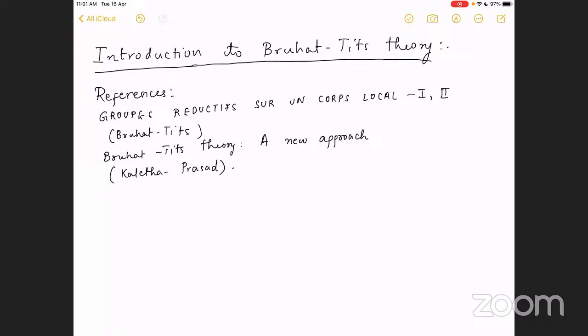I have listed a couple of references. The first one is the original work of Bruhat-Tits, parts one and two, Reductive groups over local fields. This is in French. And then there is a more recent book by Kaletha and Prasad, titled Bruhat-Tits Theory: a New Approach. So these are the references for the subject. The two talks that I will be giving are properly contained in this book, and I will be using this as my primary reference.